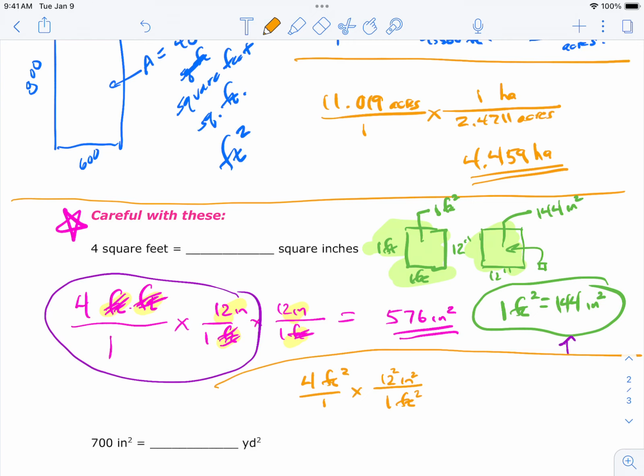So now I'm making sure that square feet really are canceling square feet. I'm going to have square inches when I'm done. And that's a 12 squared. So 4 times 12 squared, which of course is the same thing as doing this. 4 times 12 squared, you get your 576 square inches. Okay, so I wanted to take a lot of time and explain that out because, like I say, it's a sticking point. You don't want to get stuck on that sticking point.